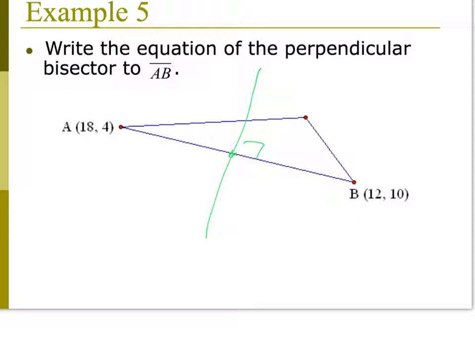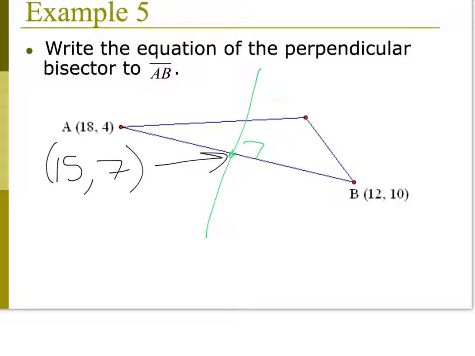All right, well, first, let's find our midpoint. 18 plus 12 is 30. Divided by 2 is 15. 4 plus 10 is 14. Divided by 2 is 7. So that would be the point that this line goes through.